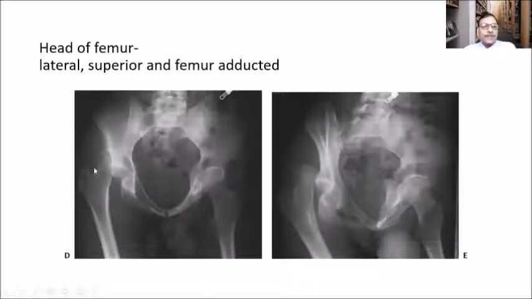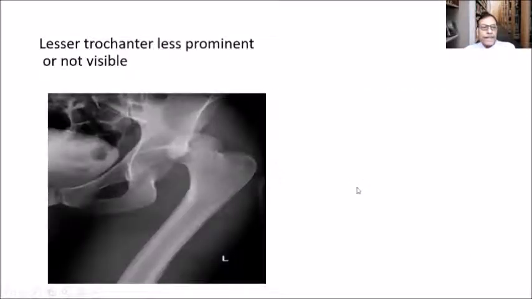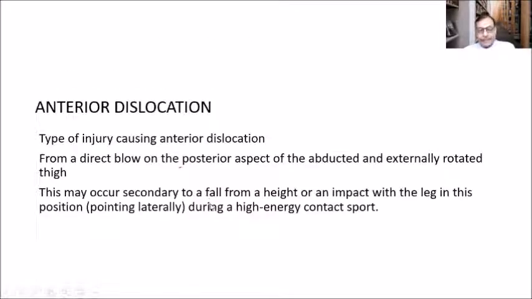Now you can see in all the cases, the acetabulum is here and the head is lateral and superior. Everywhere it will be lateral and superior. And you can see the femur adducted, and the lesser trochanter almost not visible. It has become invisible. And now we come to the anterior dislocation.